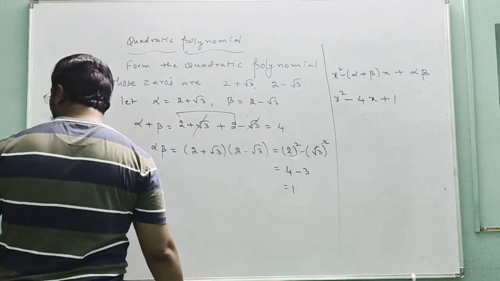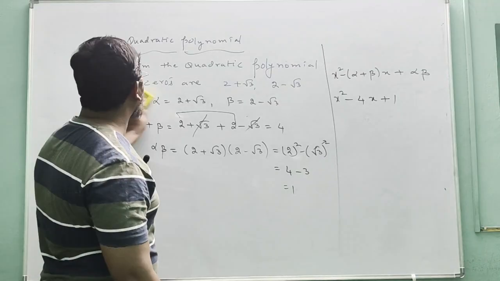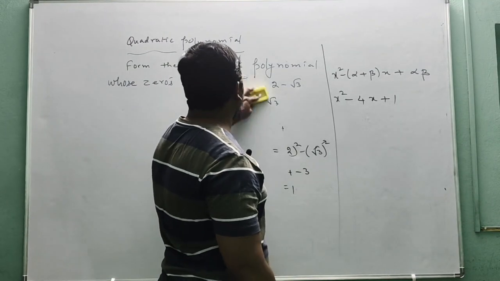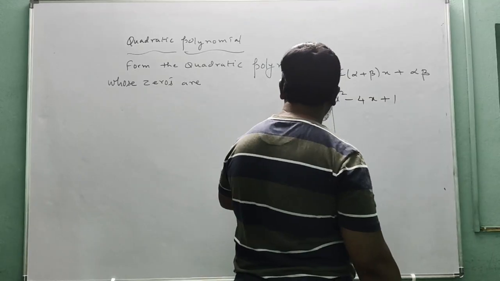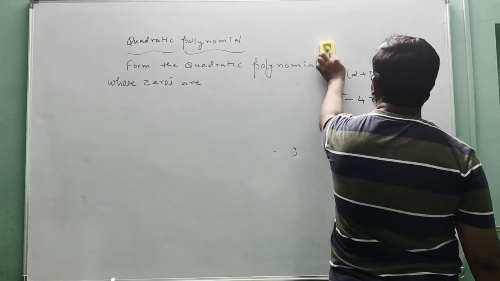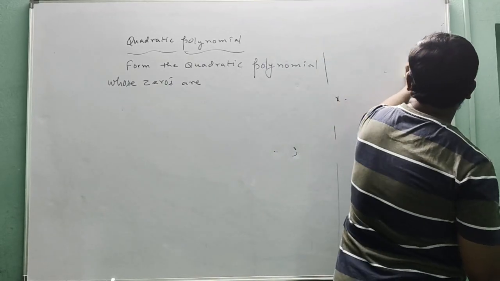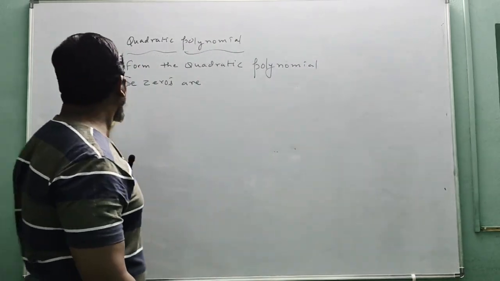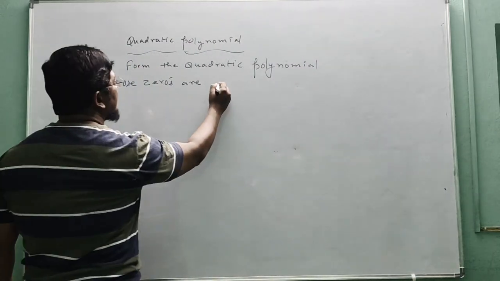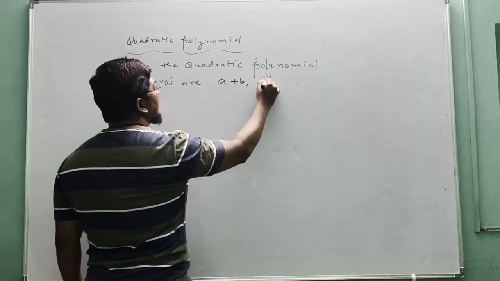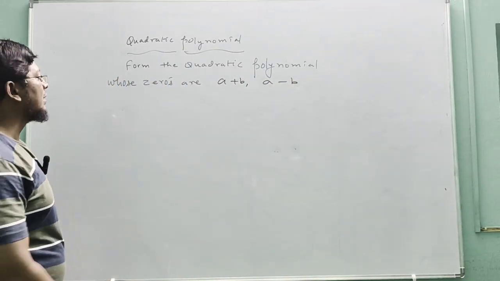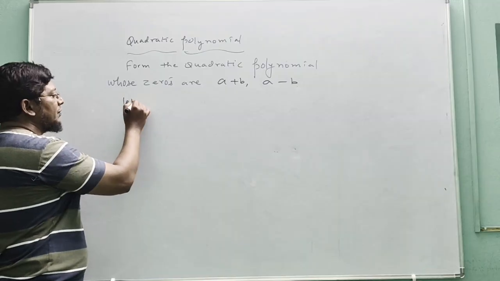Our second question is: form the quadratic polynomial whose zeros are a plus b and a minus b. Same method. What is the first step?